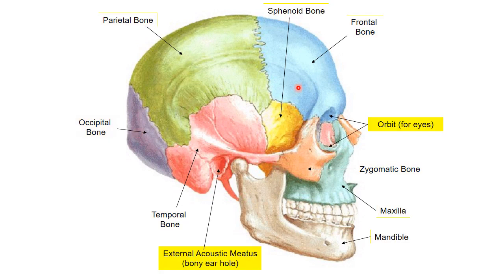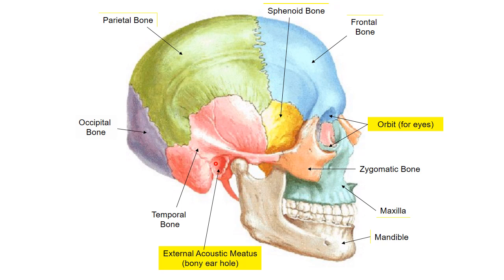Now, I want to direct your attention to these holes right here. This is the orbit right here, commonly called the eye socket, but the proper term now is orbit, and that's where the eyeball hangs out. And this is the external auditory or external acoustic meatus, which is the bony ear hole right here, so the ear would be right here.